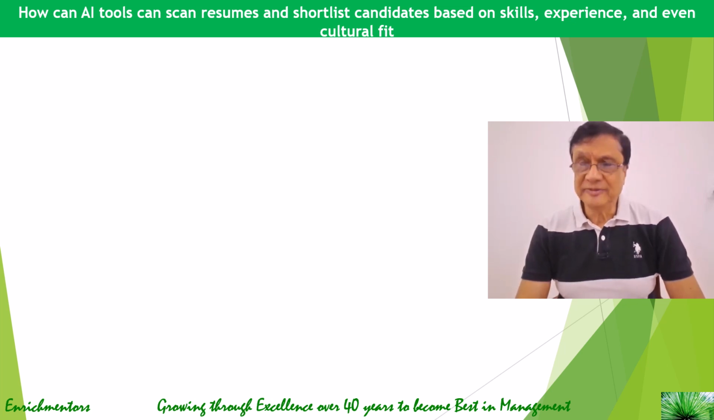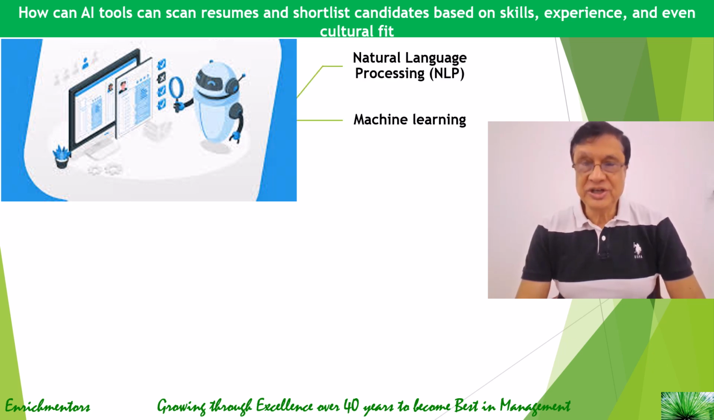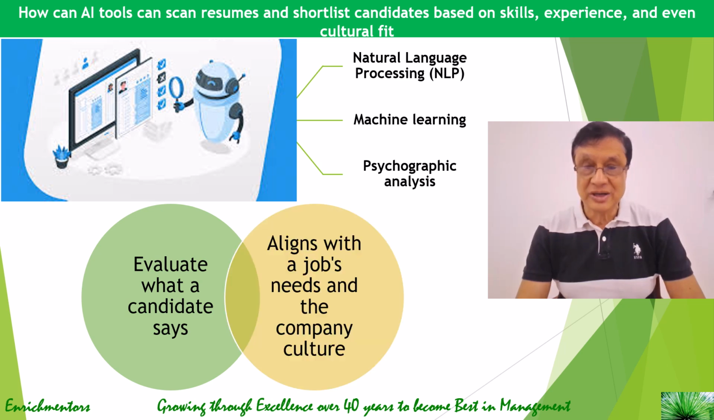That's a great question, right? AI tools can scan and shortlist resumes by using natural language processing, NLP, machine learning, and sometimes psychographic analysis to evaluate not only what the candidate says, but also how it aligns with the job's needs and the company culture. So that's how broadly it can do that. Let's take a deeper look at the steps it takes to scan these resumes and shortlist candidates.